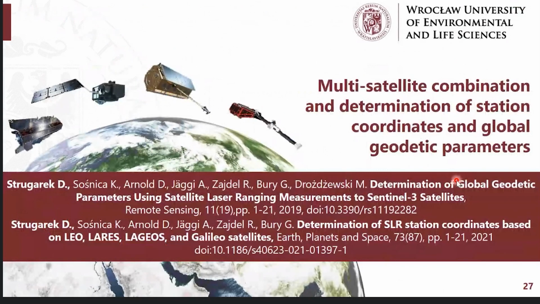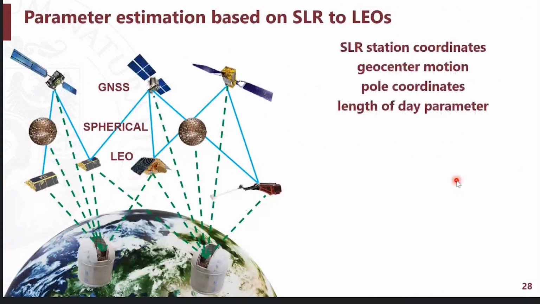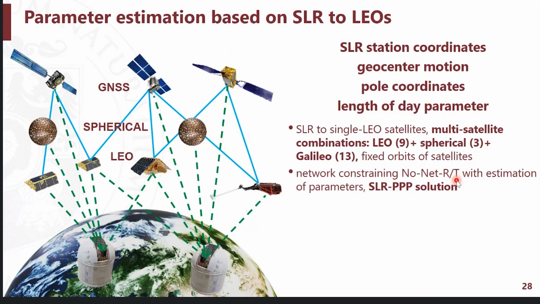And the third topic: multi-satellite combination and determination of station coordinates and global geodetic parameters. I have estimated SLR station coordinates, geocenter motion, pole coordinates, and length of day parameter by using various combinations. For example, I combined only 9 LEO satellites, a multi-satellite combination. Here I used 9 LEO satellites, spherical geodetic satellites, and Galileo.